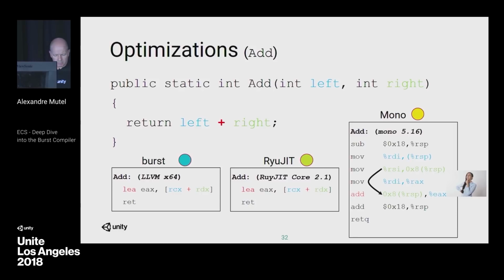But this particular example would not really happen because most of the time, this function is going to be inlined at the call site, so you won't get this kind of code in Mono. But still, the way they are passing arguments and so on is still here.